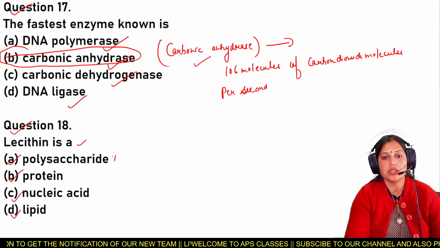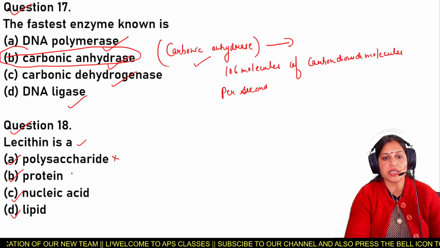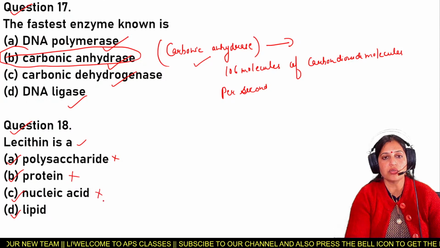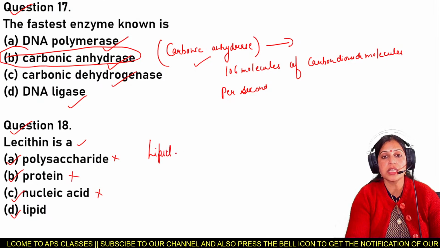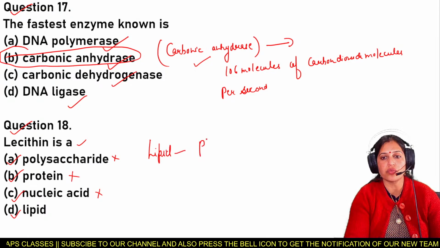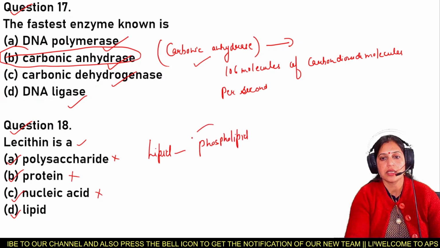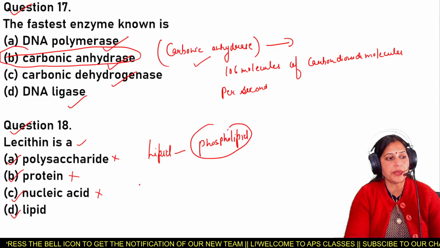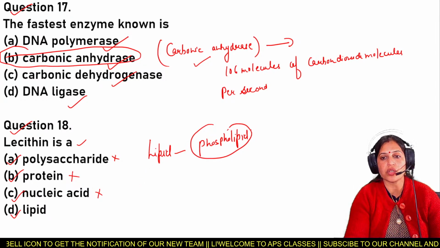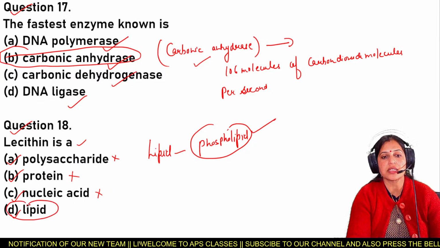Lecithin is not a polysaccharide, not a protein, not a nucleic acid, but lecithin is a lipid, because lecithin is a phospholipid. This is the explanation that lecithin is a lipid, specifically a phospholipid. This is the right answer.